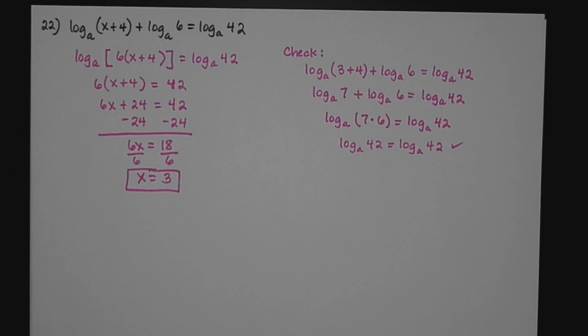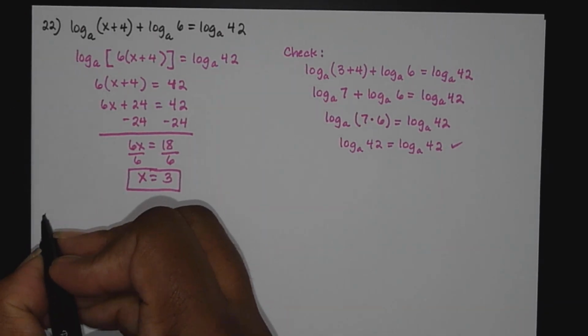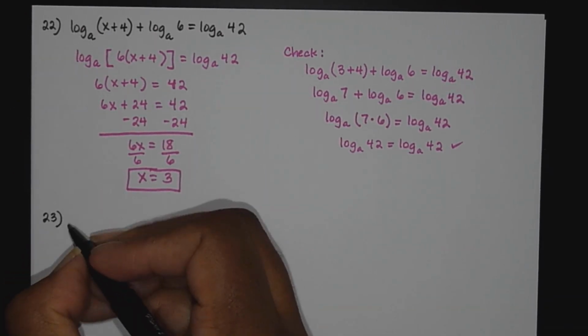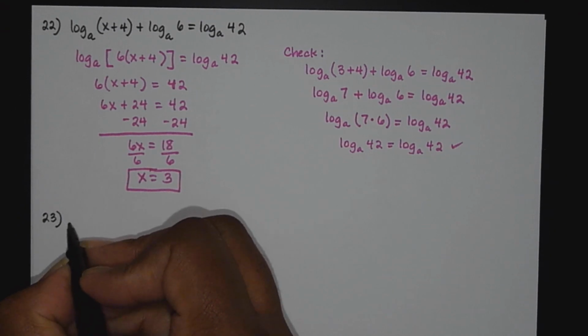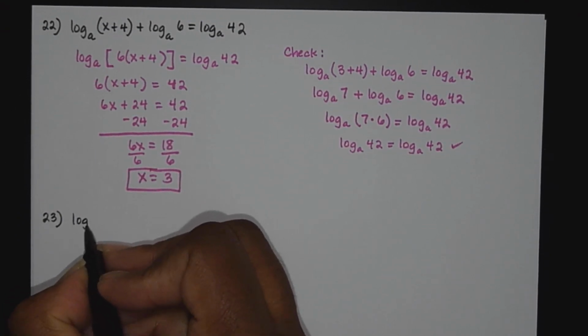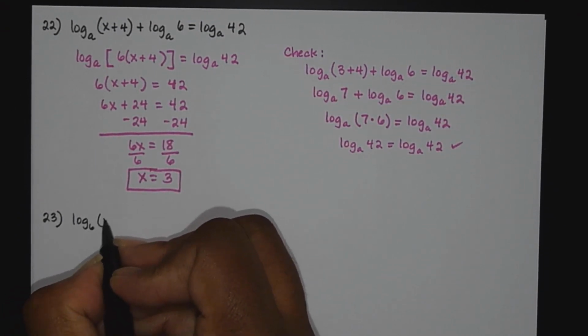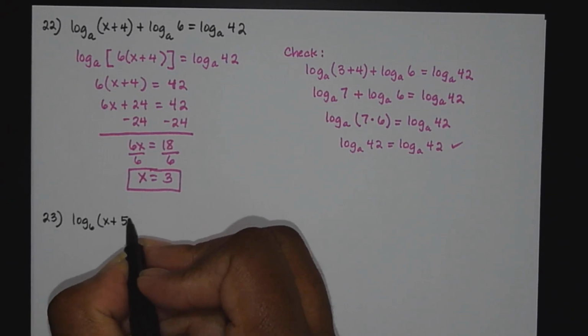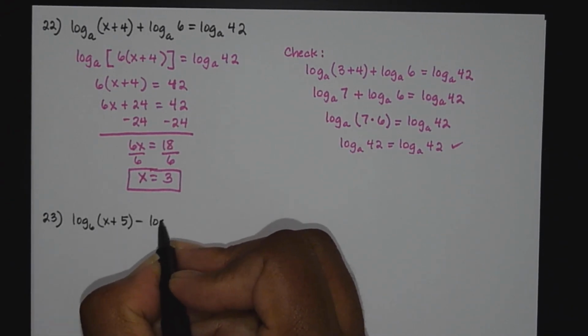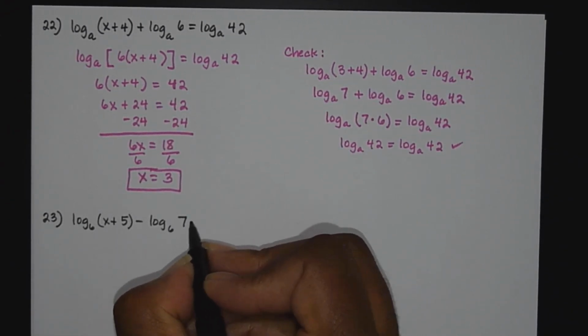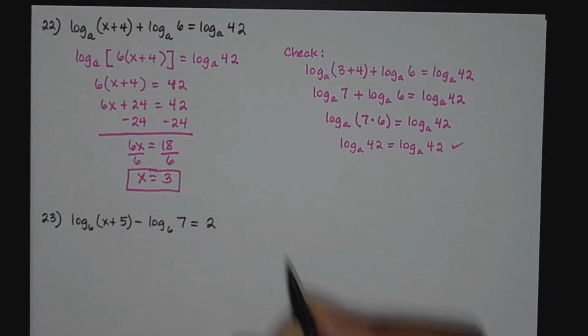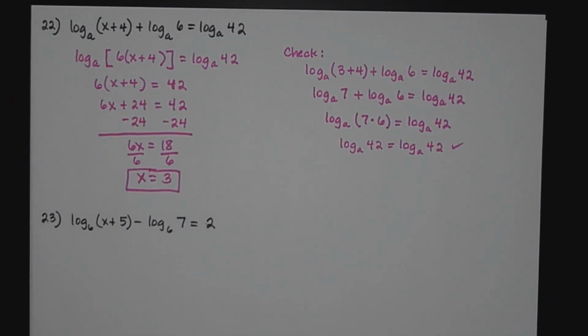All right. Another question. Again, you'll have to check your proposed solutions on this one. So here we got log to the base 6 of the quantity x plus 5 minus log to the base 6 of 7 equals 2.